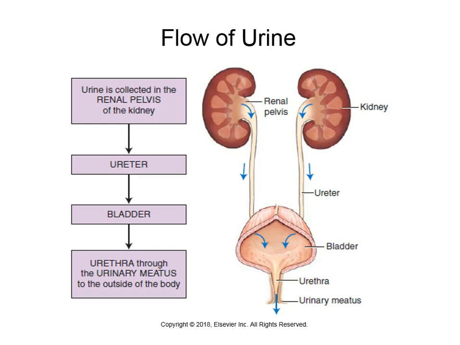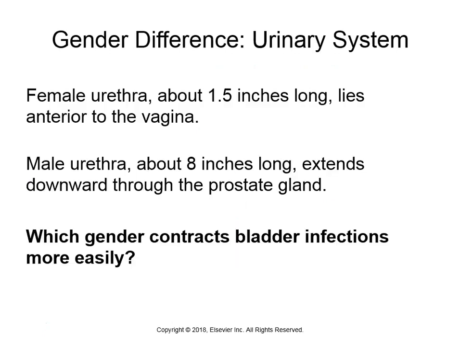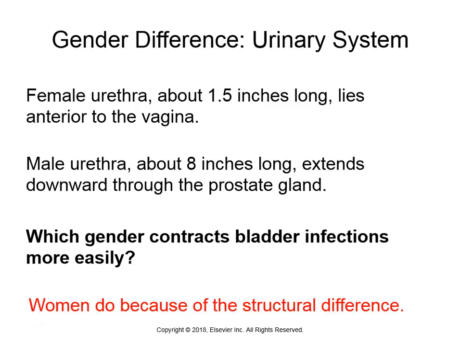So just looking at the flow of urine, again, it's a basic 4-part thing from the kidneys to the ureter to the bladder to the urethra, and then outside the body. So thinking about the differences, which gender do you think gets more bladder infections? Definitely female. Only because if you think about pathogens invading, it's a lot easier to get from the outside to the bladder for a female because the urethra is much shorter than it is for a male.